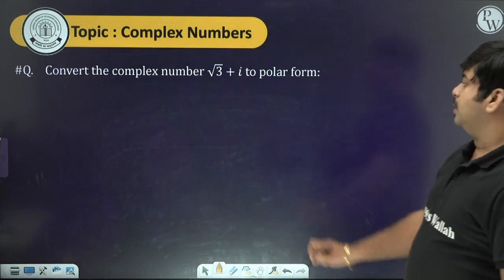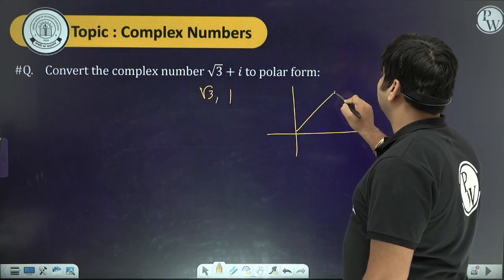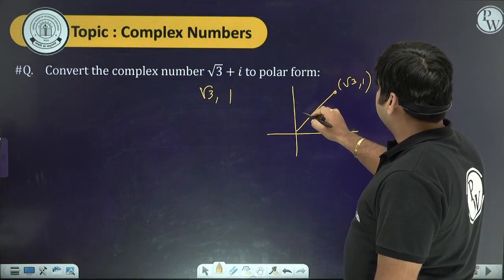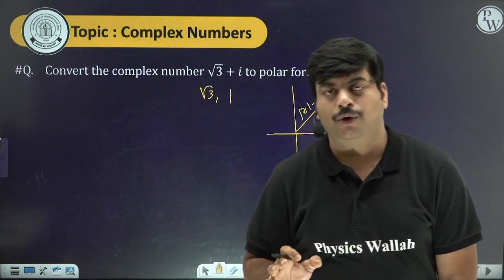So this is the point root 3 comma 1, which is in the first quadrant. Whatever angle theta you get, the same angle you will get for the argument, right? And this distance, that is mod z, will be 2. Done. You can do that, people. I want you to solve that. Okay, so take some time to solve this later.